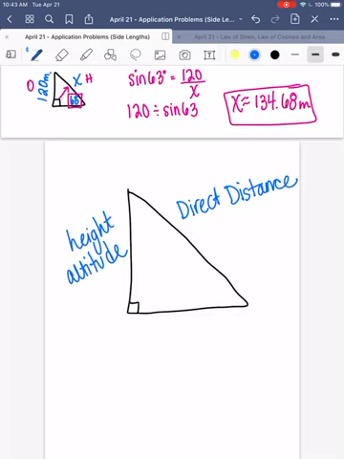You're going to see the word base or foot. Also, a ladder will be the hypotenuse because it leans against a house. When you use a ladder, you need to lean it so it doesn't fall over. So you'll see all of these words, and that should help you know where to put things.